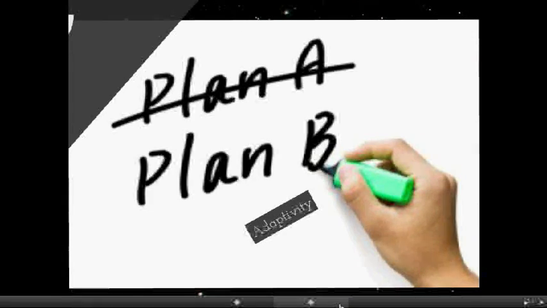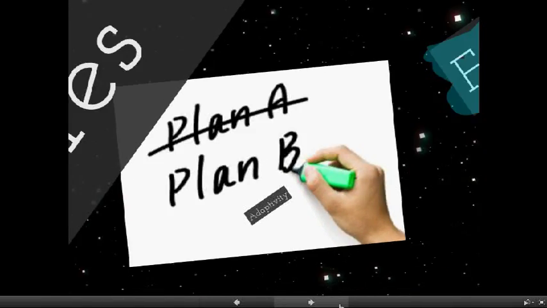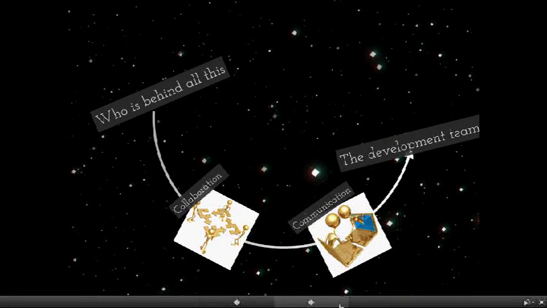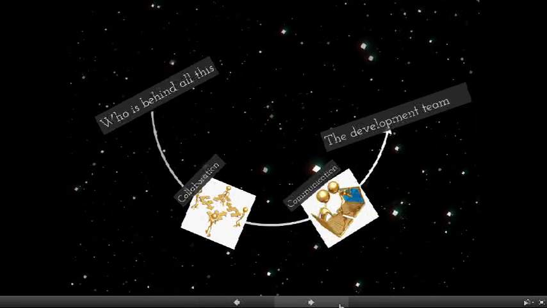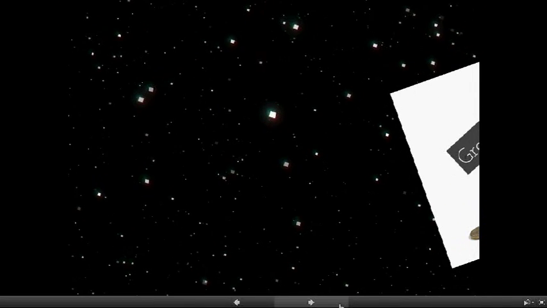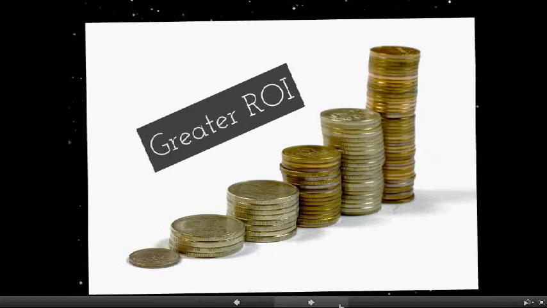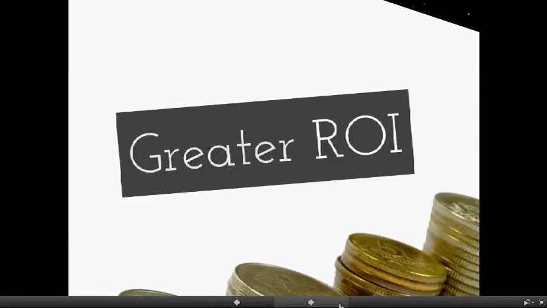Who is behind all this? It is a cross-functional development team. They are a self-organized group of people with daily face-to-face communication, and they update each other with the progress of each task and solve problems that arise using collaboration. Finally, to answer the question, what makes Agile software development so special? It is a greater return on investment because the overall risk is minimized.